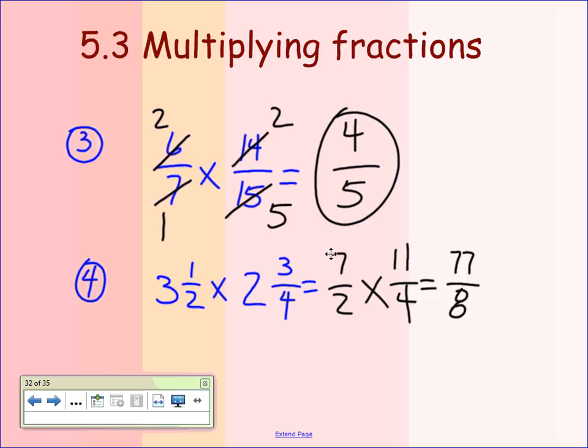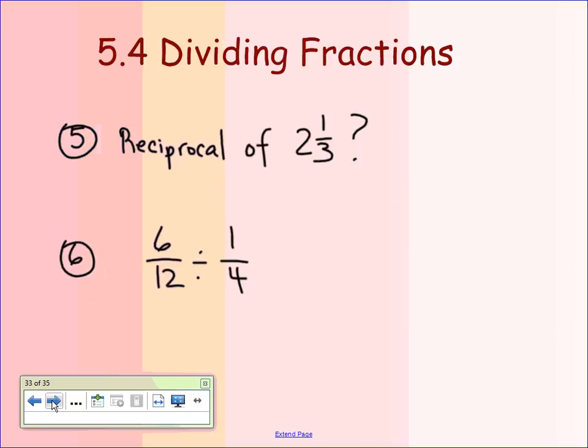Now I have to do my reducing. I want to put that into a mixed number. So what, 8 goes into 77 9 times. 9 times 8, 72. I have 5 left over. 9 5/8. Well, my estimate was a little off. I thought around 7. Definitely bigger than that. Final answer, 9 5/8. All right, lastly, students, we're going to take a quick look at dividing fractions.